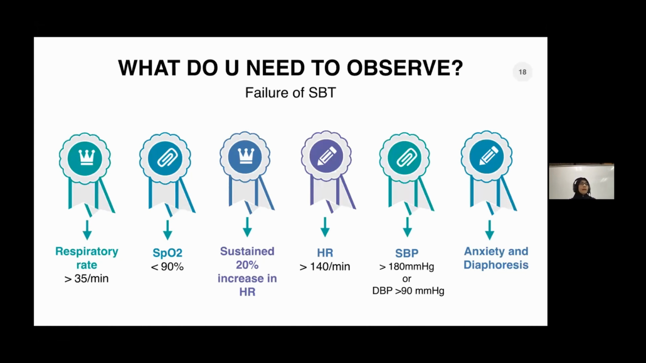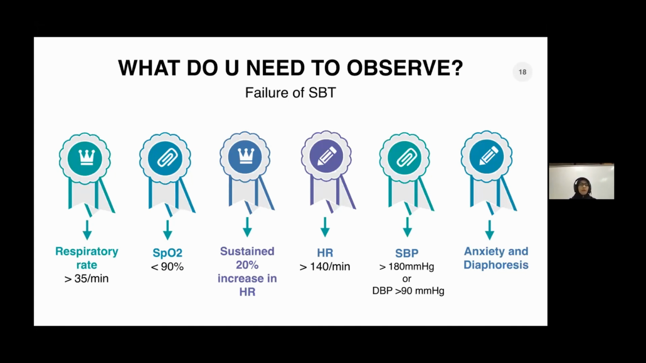The patient requires higher energy, actually asking for help in other forms of other parameters. So please, if you have a diaphoretic patient, if the patient starts to sweat, you know the patient is already in stress. Okay, if you have these 6 parameters during the spontaneous breathing trial within the period of 30 to 120 minutes, stop your spontaneous breathing trial. You have already failed the spontaneous breathing trial.